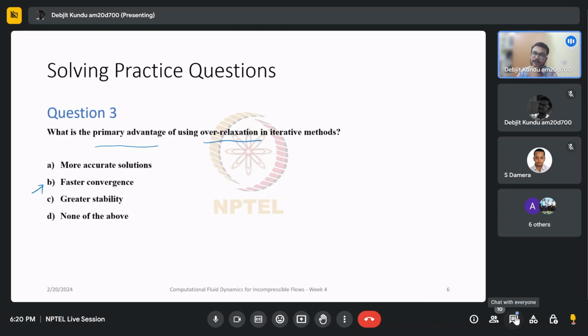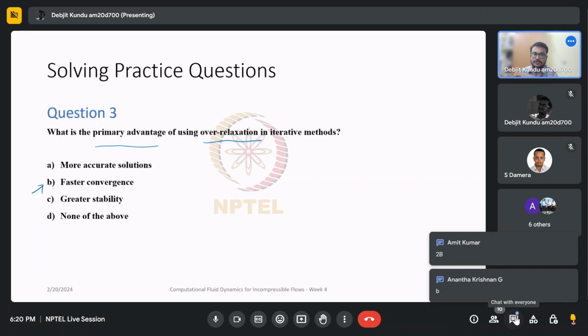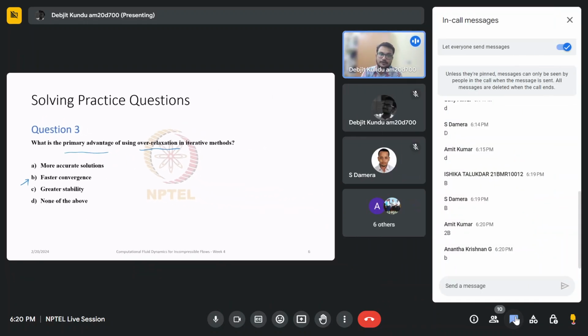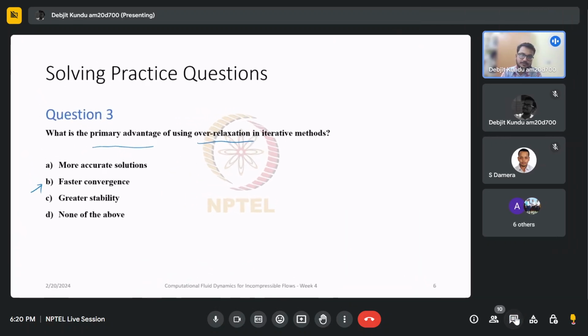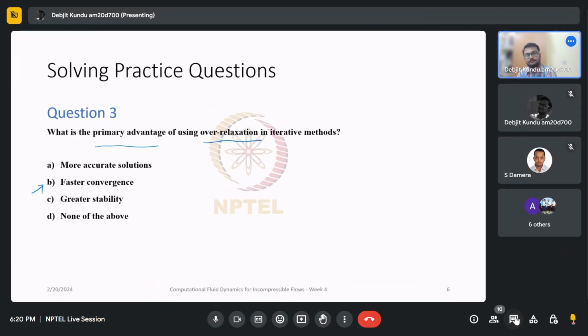So does over relaxation give us more accurate solutions? Does it accelerate our convergence? Does it stabilize the solutions, or is it none of the above? Okay, we got a couple more responses, all in favor of option B. Let's see what others have to say.